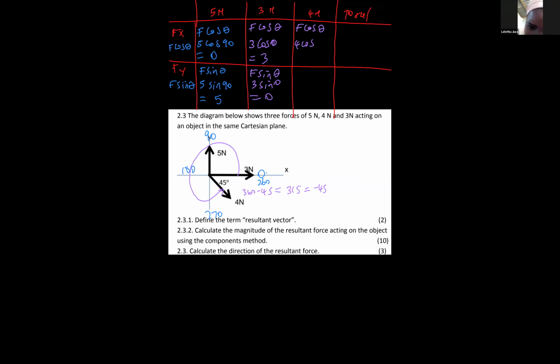Why are we not moving in the clockwise direction? We can move clockwise, but we're going to have negative angles. This one is just math application. I'm just applying mathematics here. But the correct direction is to move in an anti-clockwise direction from the positive x-axis backwards, then to the same position. So this is the correct one.